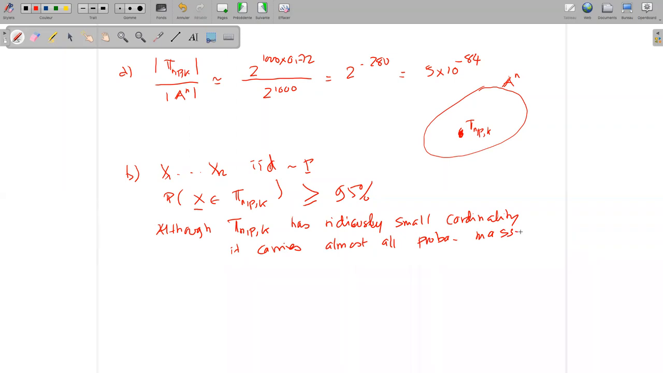And the third claim of the theorem is the following: for every alpha in the typical set, the probability that X is equal to alpha is approximately 2^-720. This can be shown to be equal to 1 over the cardinality of T^n_p,k. That means the probability of taking any word in the typical set is the same for all words. So this is uniform probability. You have a uniform probability on this set. So that's why it is called the asymptotic equipartition property.